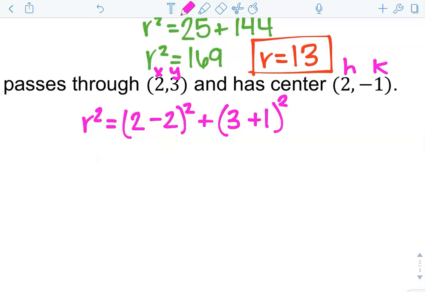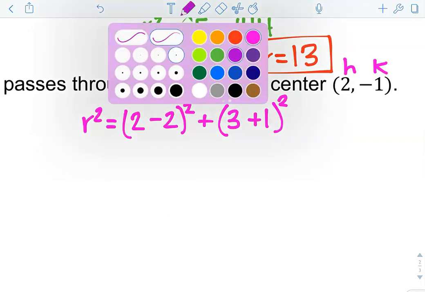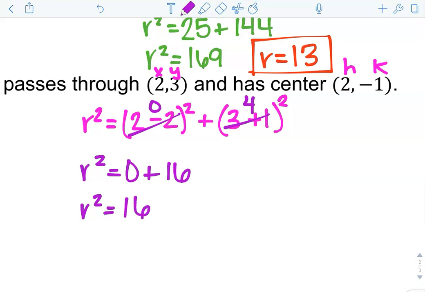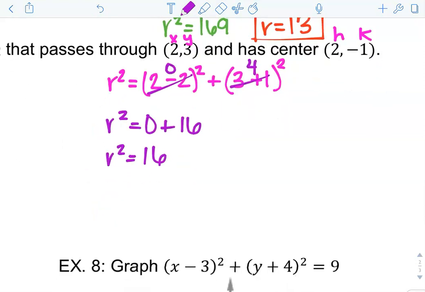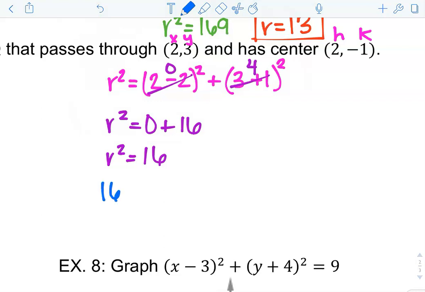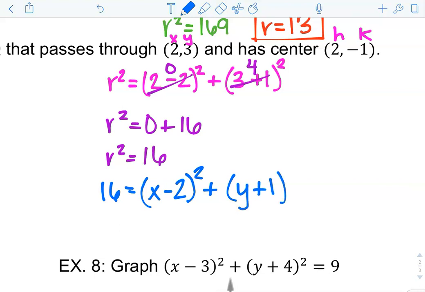So now I'm just simplifying. Well, 2 minus 2, if I do some quick shorthand, 2 minus 2 is 0. 0 squared is 0. 3 plus 1 is 4, and 4 squared is 16. So I get r squared equals 16. Now, if we learn from our last example, we don't actually need to square root and find my radius, because for our equation, we want our radius squared. So I can go ahead and jump down to writing my equation and know 16 is my radius squared, equals x minus my h from my center 2 squared plus y plus 1 squared.